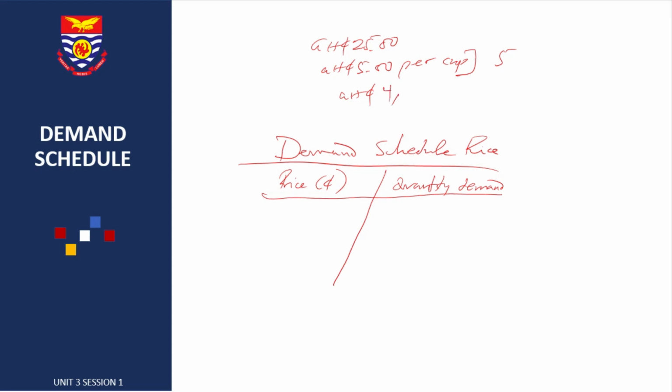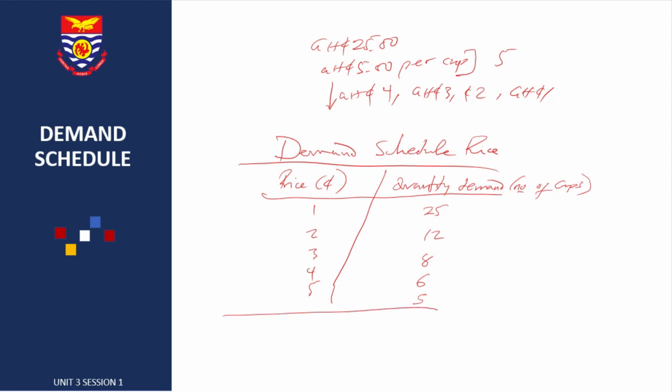If the price reduces to 4 cedis, 3 cedis, 2 cedis, and let's say 1 cedi. So I'll put my 1, 2, 3, 4, 5. Now when the price is 1 cedi, you are going to buy 25 cups. This is the number of cups. When the price is 2 cedis, you're going to buy 12 cups. When it's 3, you buy 8 cups approximately. When it's 4, you buy 6 cups approximately. And when it's 5, you're going to buy 5 cups. Alright.